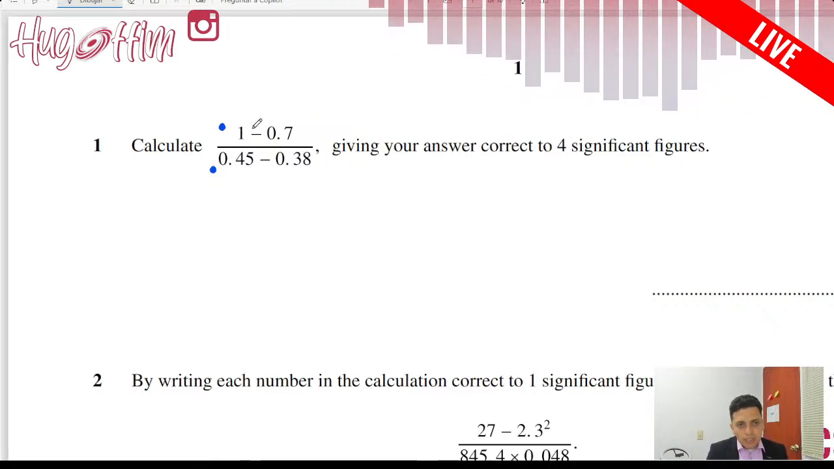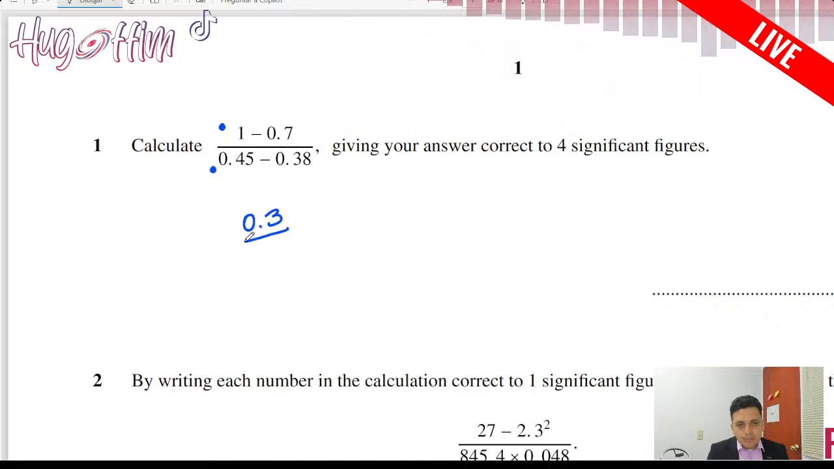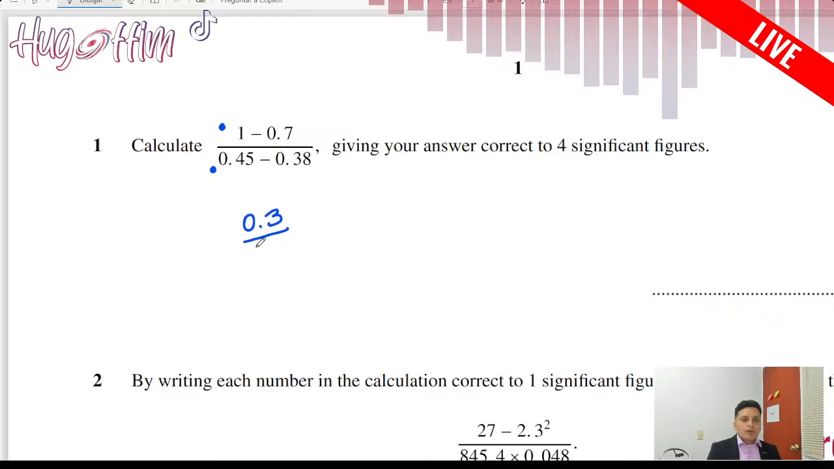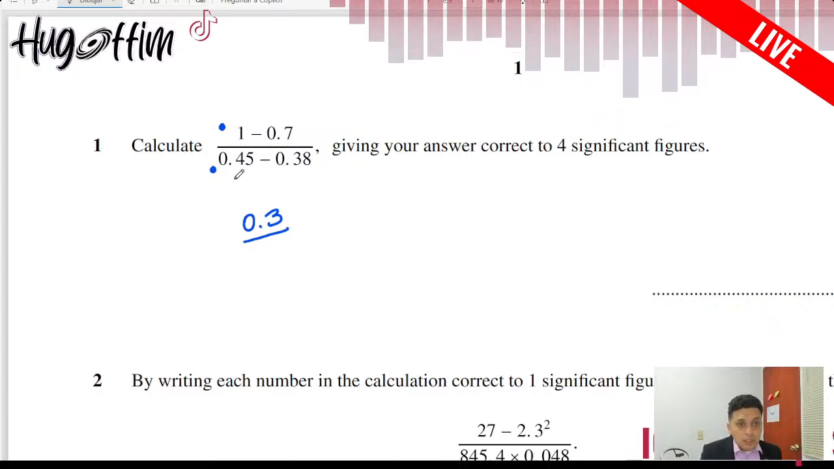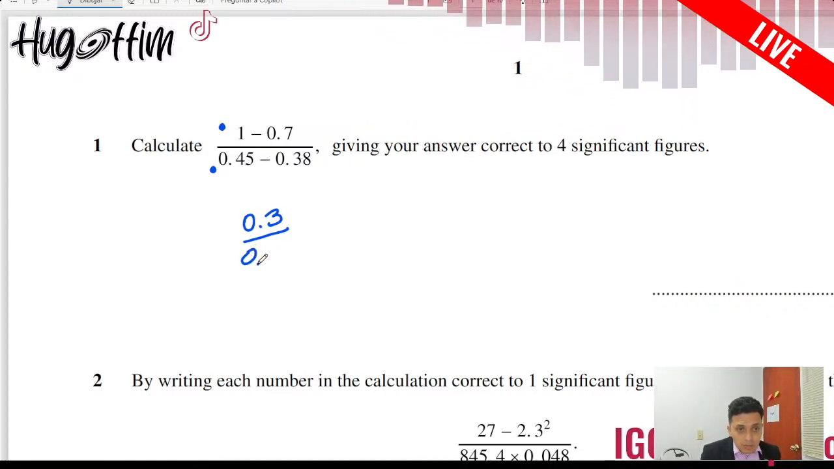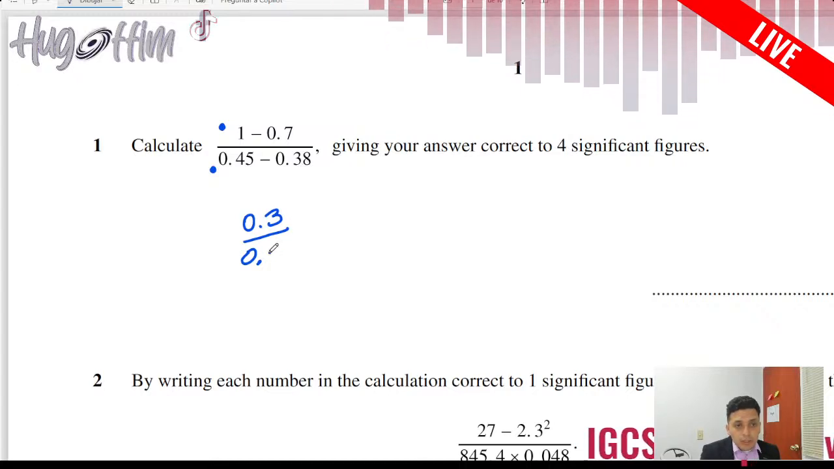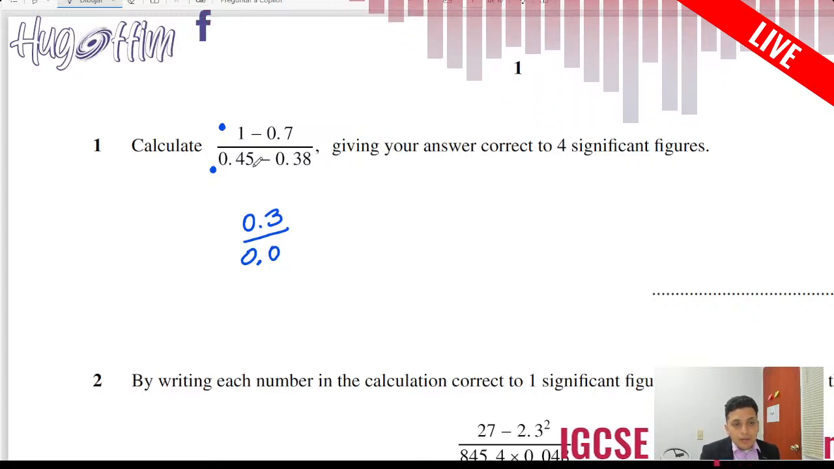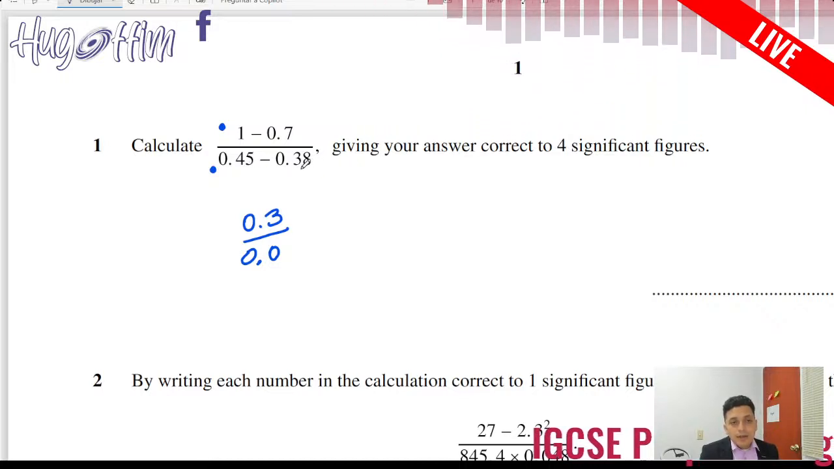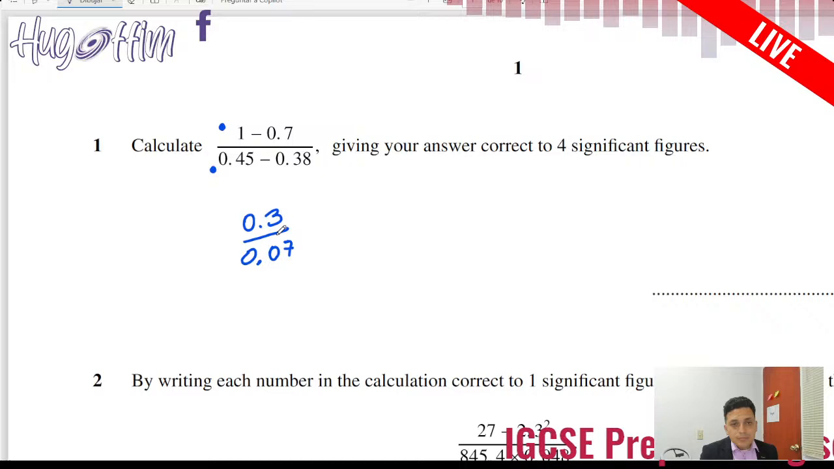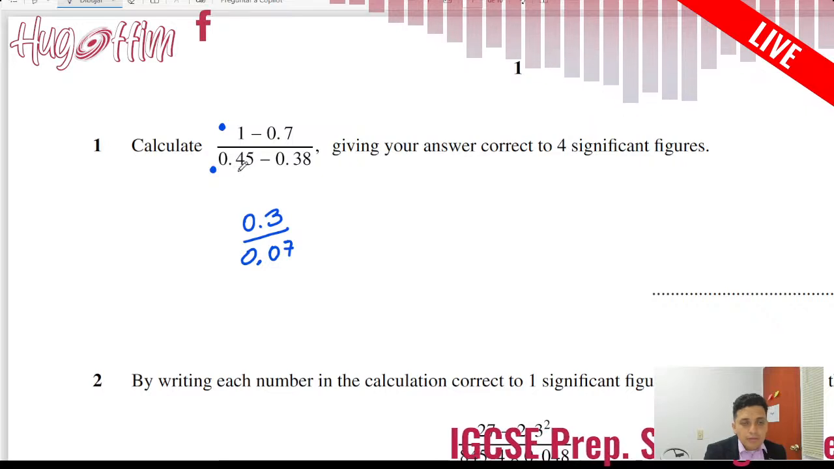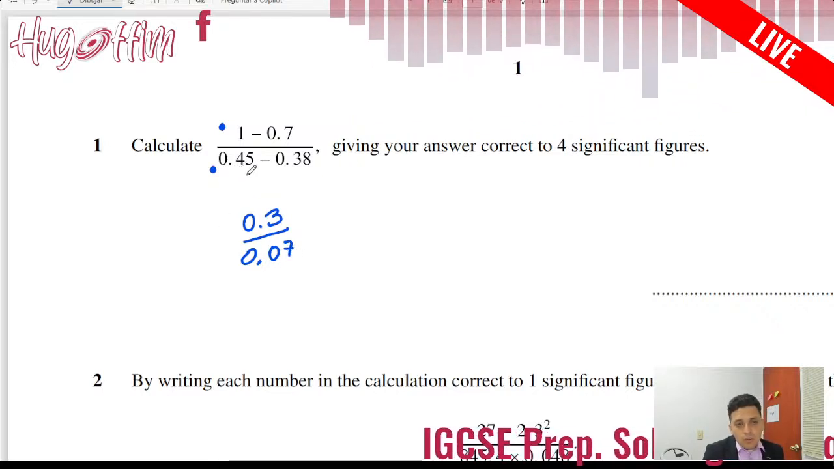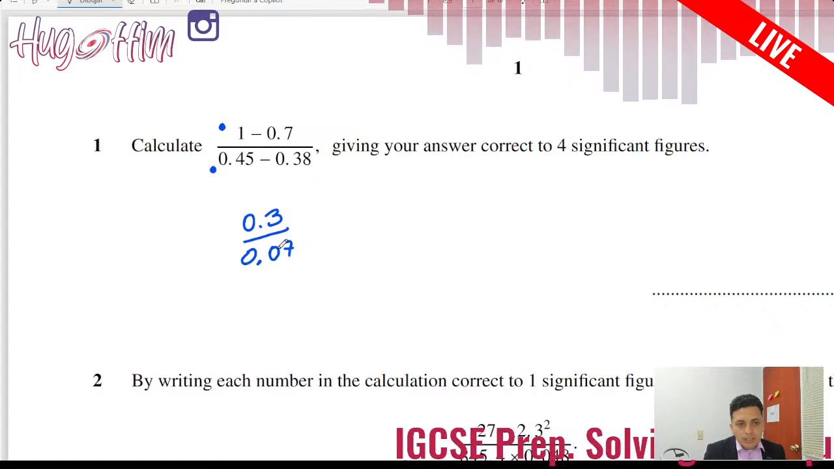So 1 minus 0.7 is just 0.3, over 0.45 minus 0.38. From 38 to 45 we have 7 units, so I just subtract. 0.45 minus 0.38 is 0.07.